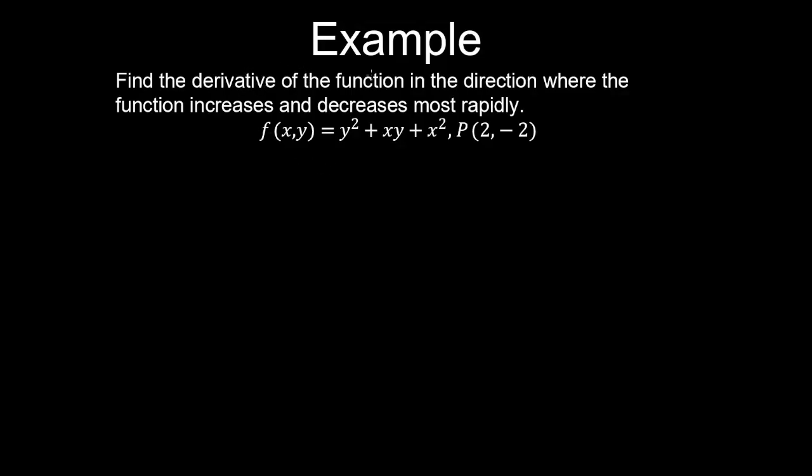Find the derivative of the function in the direction where the function increases and decreases most rapidly. So the function increases most rapidly in the direction of the gradient vector. So the gradient of the function is the partial with respect to x. So that gives y plus 2x in the x direction, plus the partial with respect to y, which gives 2y plus x in the j direction.